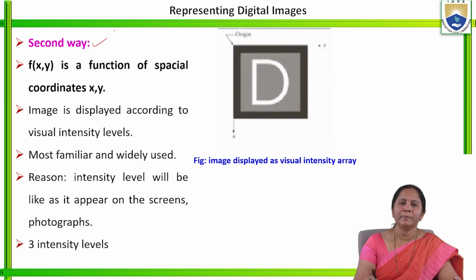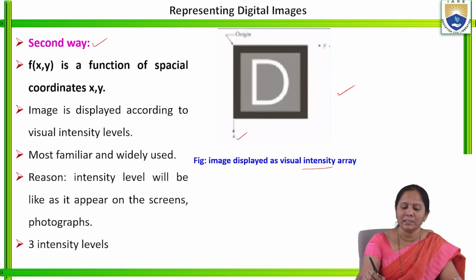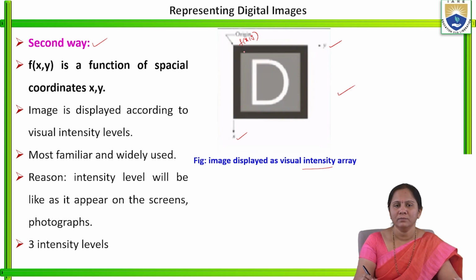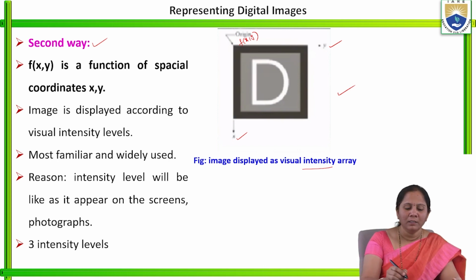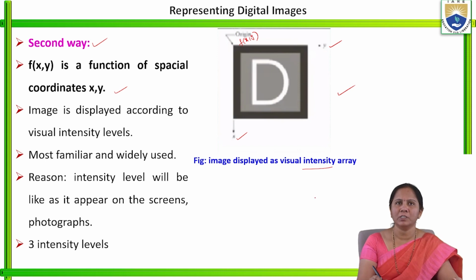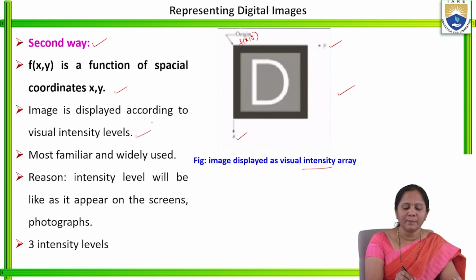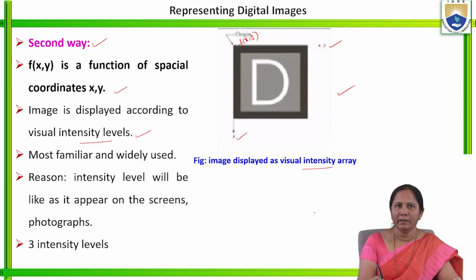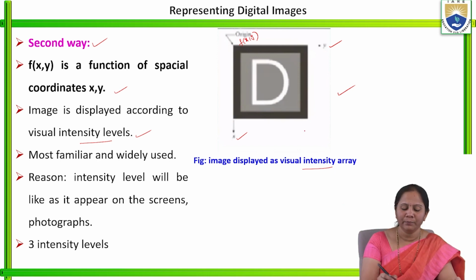So another way to represent a digital image is as a visual intensity array. Here also, the image is represented as a function f(x, y), where x, y are axes and this is the origin. Here f(x, y) is a function of spatial coordinates x and y, and the image is displayed according to visual intensity levels. Here we can observe three types of intensity levels.